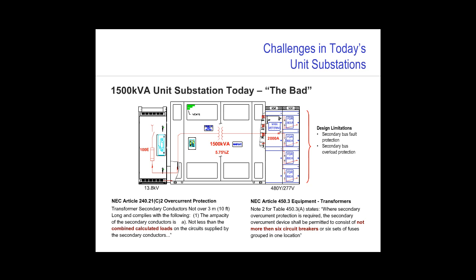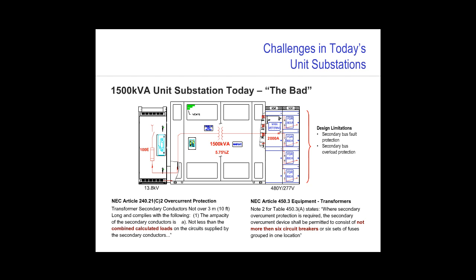So this article of the code clearly puts the onus on the user of the equipment to determine what the loading is and to size the bus and the feeders accordingly. The next code issue is the NEC Article 450.3 under Equipment, and this is specifically related to transformers and substations. Most of you are familiar with this.